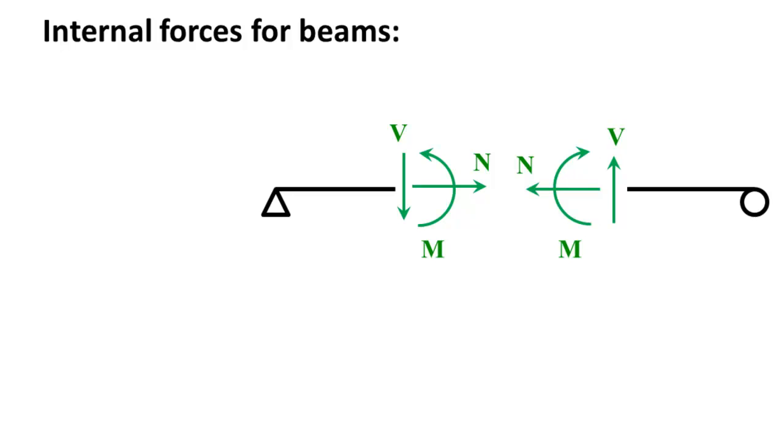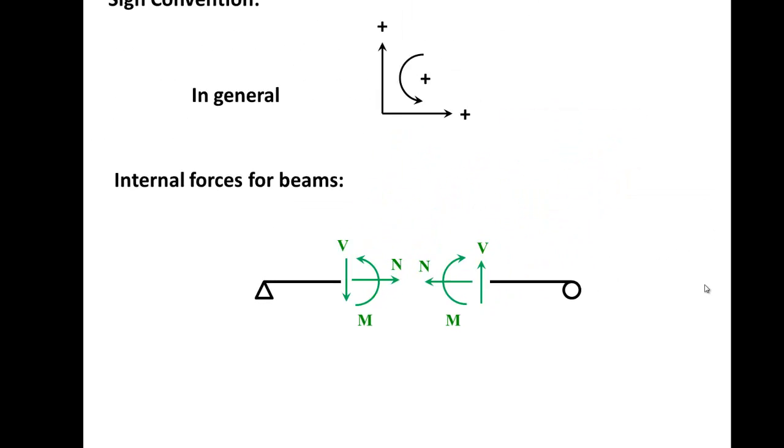If you are looking at the section at the left, it's going to be the shear downwards, the normal to the right, and the moment is counterclockwise. And if you are looking on to the left section, it's going to be the shear upwards, the moment clockwise, and the normal to the left.